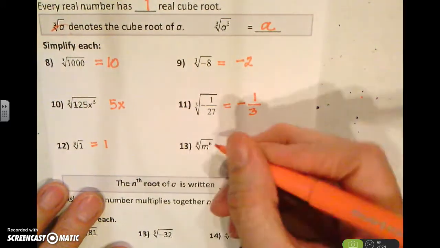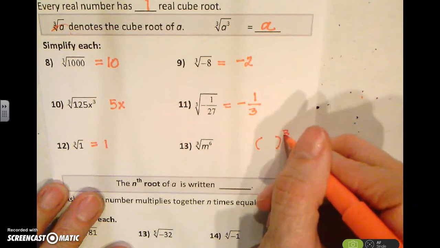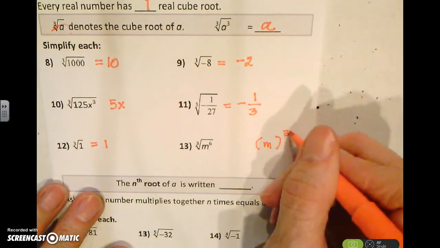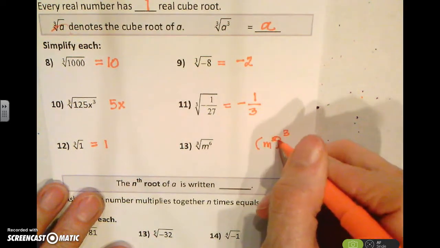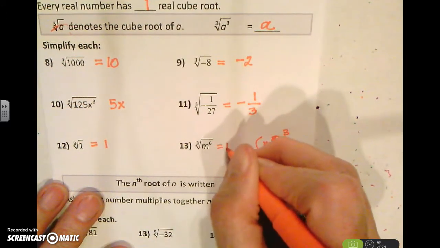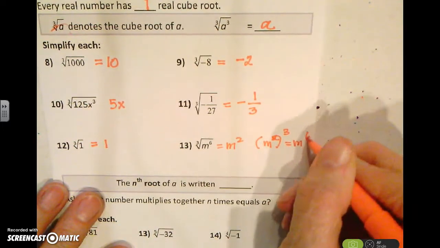The cube root of m to the 6. Now what we want to think is, what power of m do we have so that we get a 6? So this exponent needs to be a 2, so 2 times 3 is 6. So m squared to the third power is equal to m to the 6th.